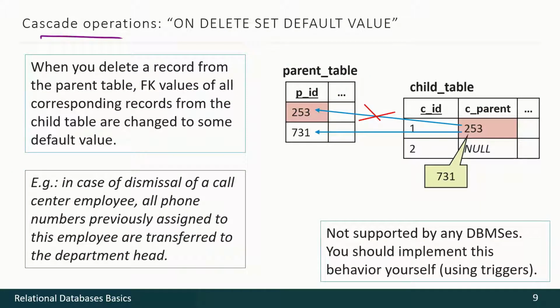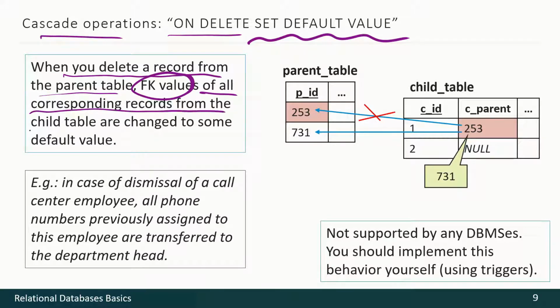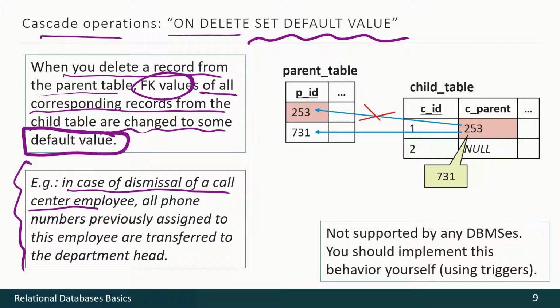The next operation is setting some default value on deletion. It's when you delete a record from the parent table, foreign key values of all corresponding records from the child table should be changed to some default value. And here is a little example. For instance, we dismiss a call center employee, so all phone numbers previously assigned to this employee should be temporarily transferred to the department head.